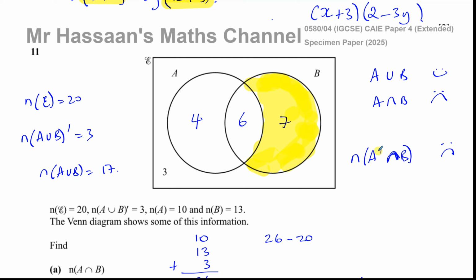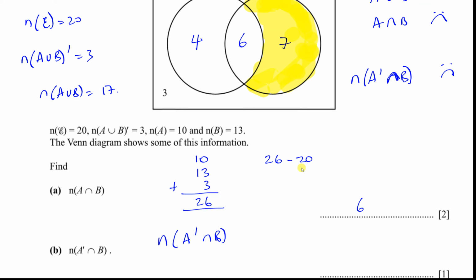I can't include anything outside of here because it doesn't fulfill the condition of being inside B. I can't include anything inside here, even in this section here, because it doesn't fulfill the condition of being outside of A. So the only part which fulfills both these conditions, that is outside of A and inside of B, is this section over here. So the number of A complement intersection B is going to be 7.